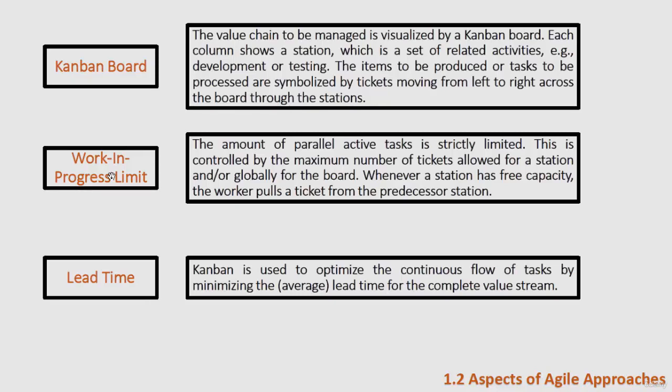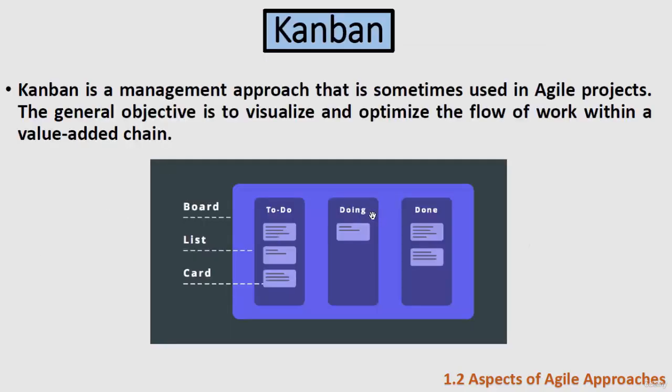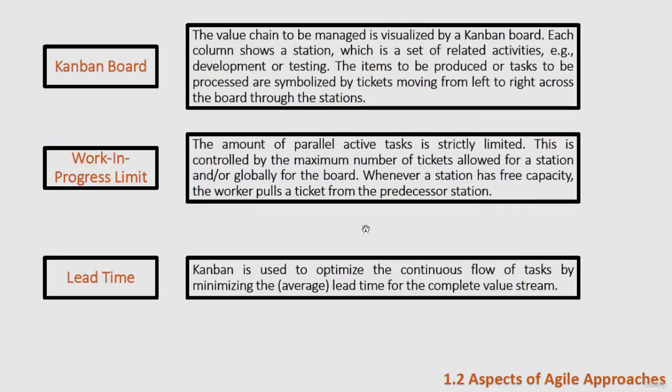Kanban forces me to put a limit of the maximum number of tasks that can be done at the same time. So for example, in this photo, doing, some tools make it one task only. You can't be doing two tasks at the same time. Okay, so the doing column can have one task or two or three depending on our project.